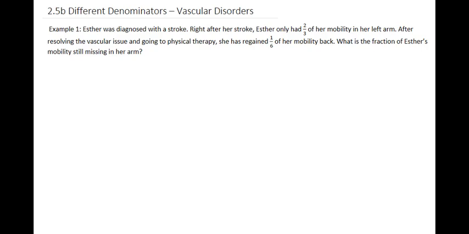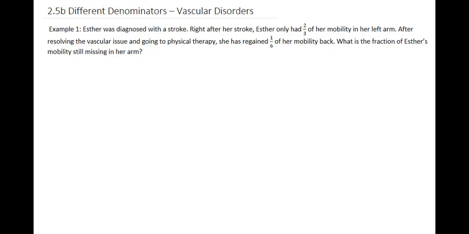Different denominators. Esther was diagnosed with a stroke. Right after her stroke, Esther only had 2/3 of her mobility in her left arm. After resolving the vascular issue and going to physical therapy, she regained 1/6 of her mobility back. What is the fraction of Esther's mobility still missing in her arm?